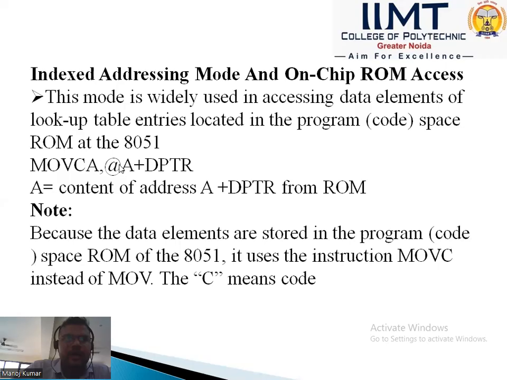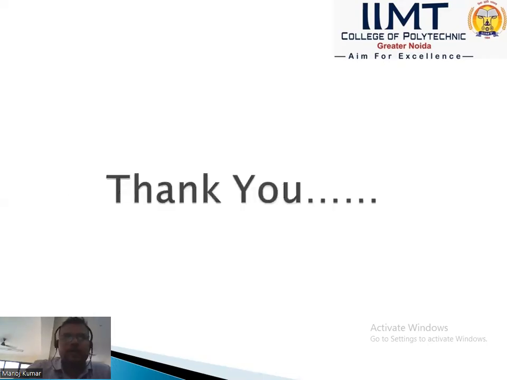A is the accumulator, at A plus DPTR. DPTR is a different type of register, the data pointer register, and A is the accumulator. This is the overall explanation of index addressing mode and on-chip ROM access. Thank you, everyone.